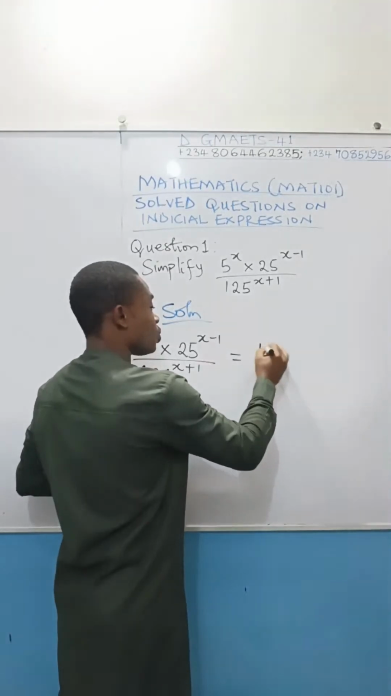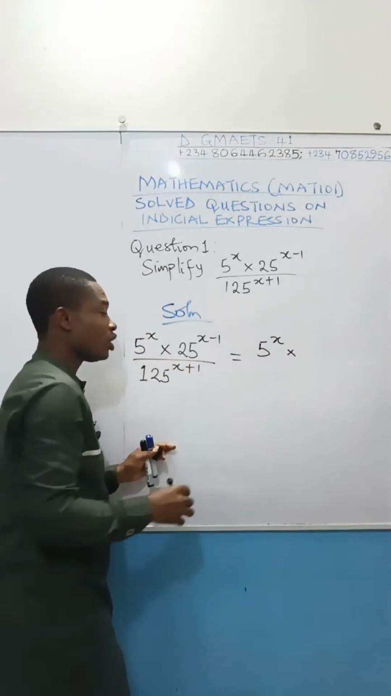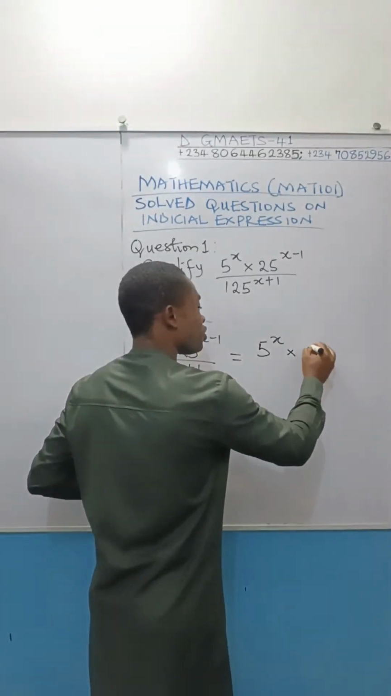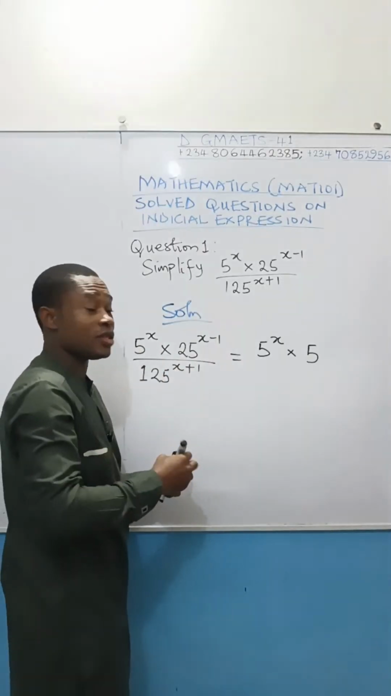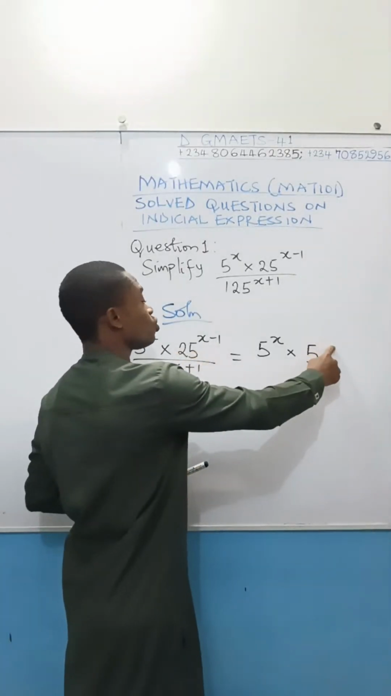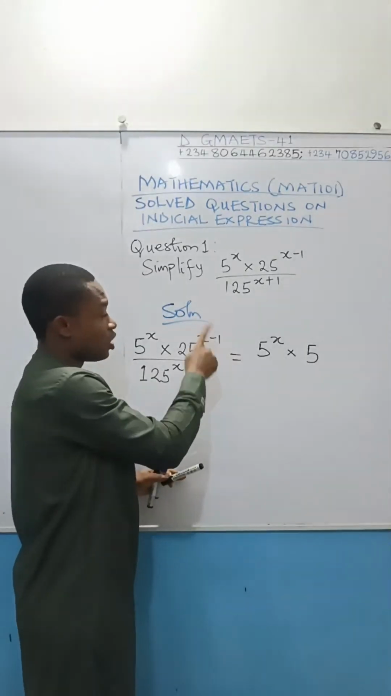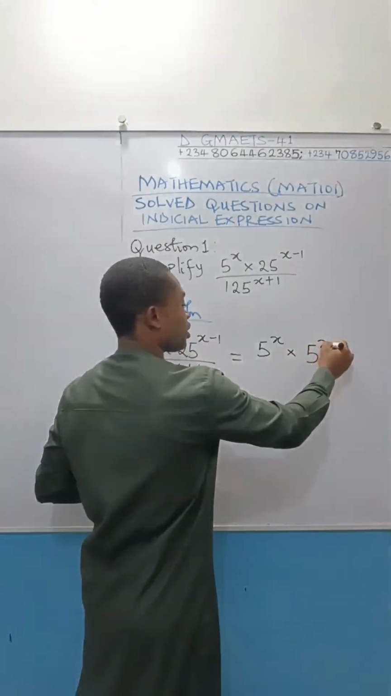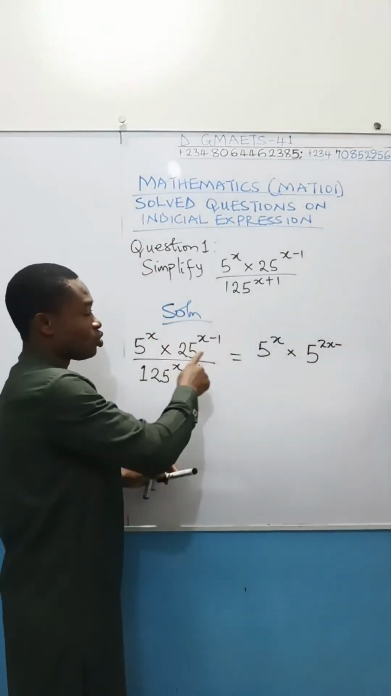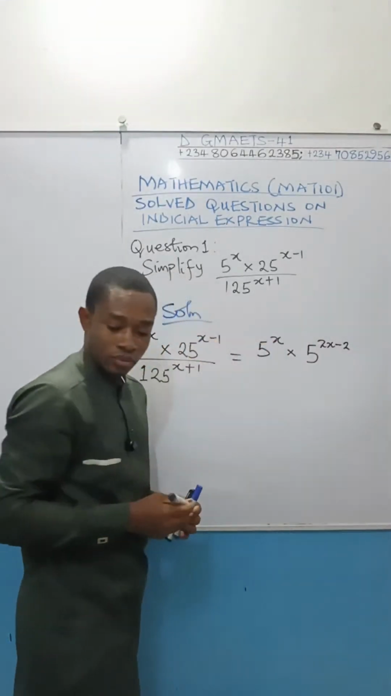What I'm saying is we are going to have 5 raised to the power x times this 25 written as 5 raised to the power 2. Now that power 2, using the power law of indices, if 25 is 5 raised to the power 2, that power 2 will multiply this x minus 1. So power 2 times this power x will give us 2x, and power 2 times this minus 1 will give us minus 2.